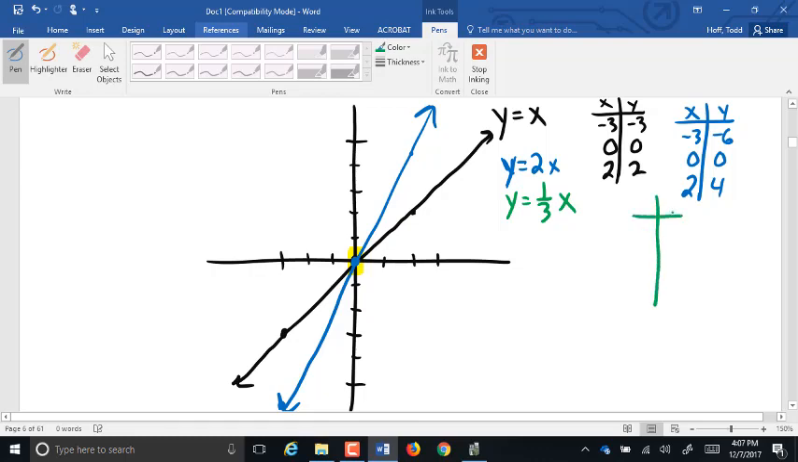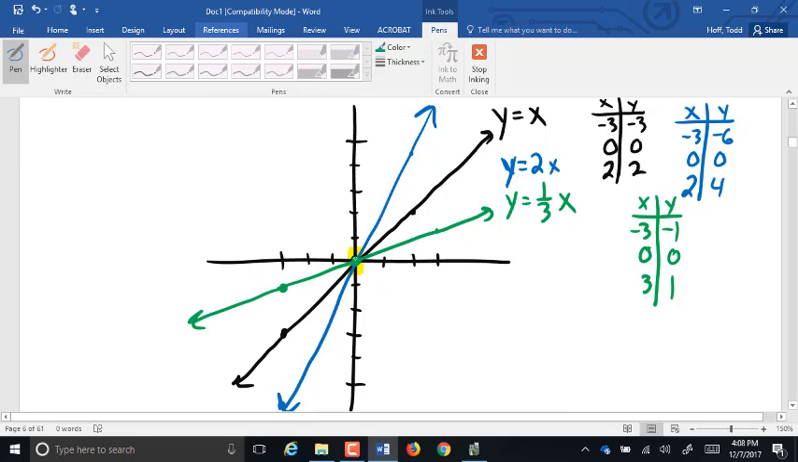So now let's take a look. If x is -3, what's y have to be? -1, perfect. So -3, -1. If x is 0, what's y have to be? 0. If x is +3, what's y have to be? +1. So we get a line still. It's still going through that origin. It's just shallower. It's not as steep as the others.